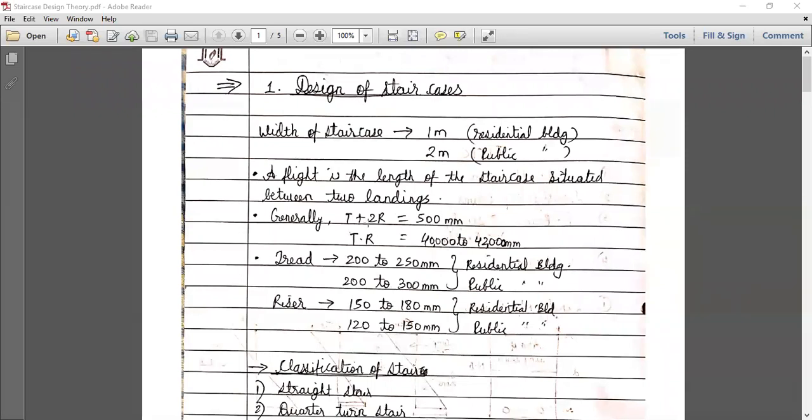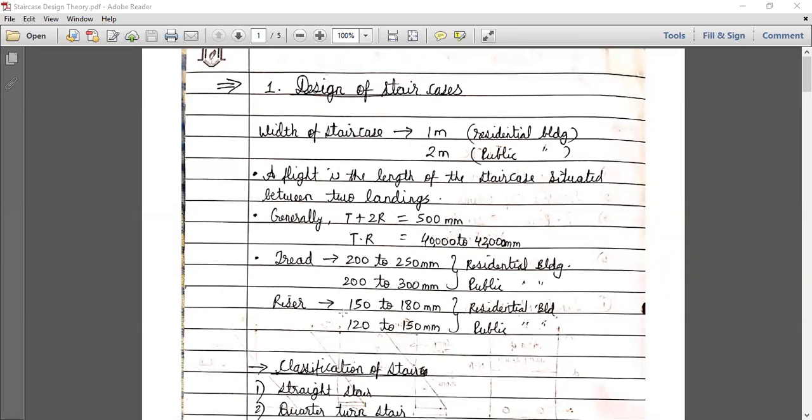Generally, tread plus twice the riser should be 500 mm, and tread into riser should be between 40,000 to 42,000 mm. Let us see the dimensions of the tread. For a residential building, the tread should be between 200 to 250 mm, and for a public building it can be between 200 to 300 mm. So basically for public buildings the dimensions are more.